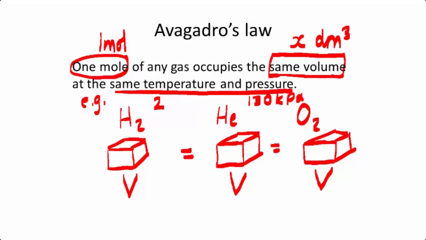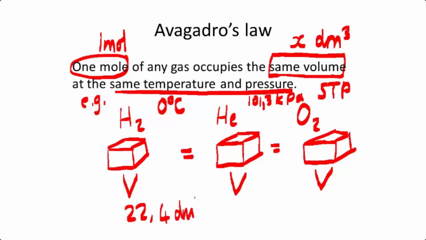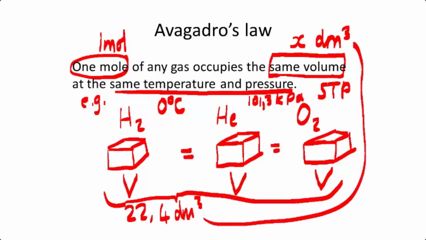Now, if that temperature happens to be 0 degrees Celsius, 273 Kelvin, and that pressure happens to be 101.3 kilopascals, standard pressure and standard temperature, STP, then that volume would be 22.4 decimeters cubed for all of the 3 gases and any other gas. So then X here would be equal to 22.4 decimeters cubed.